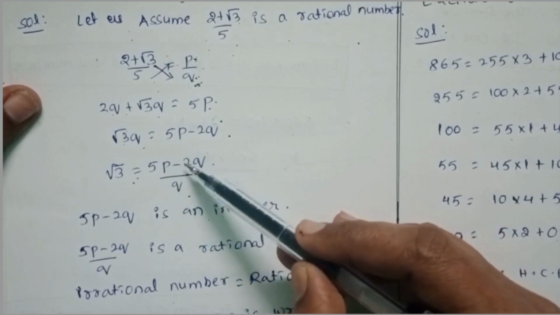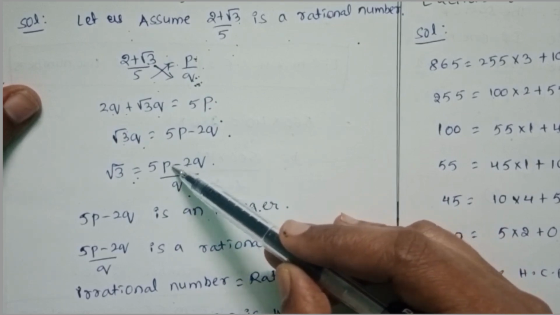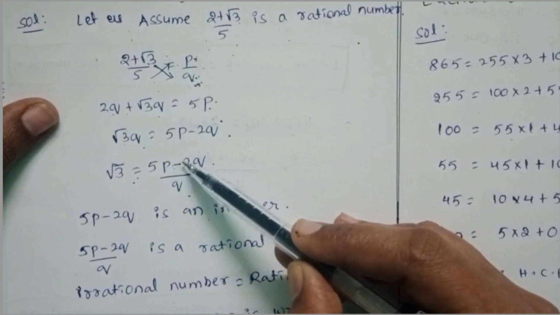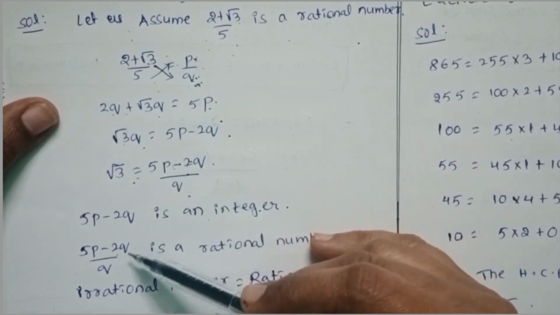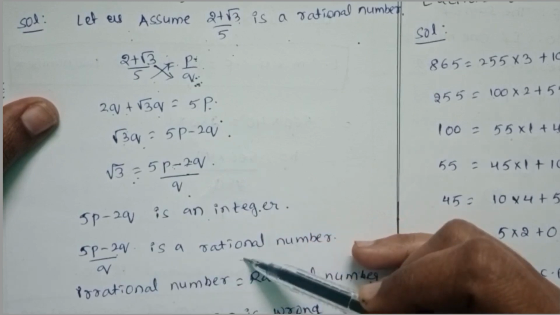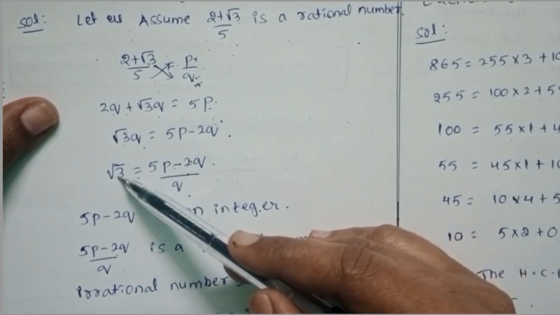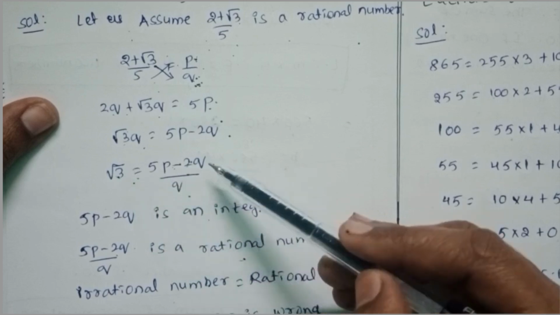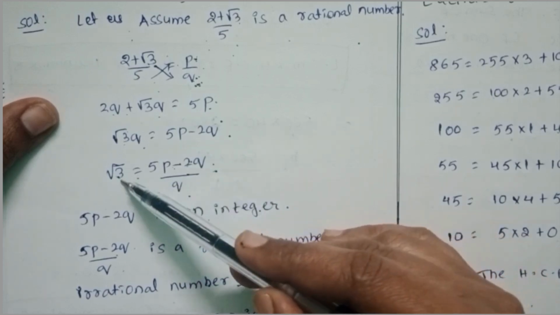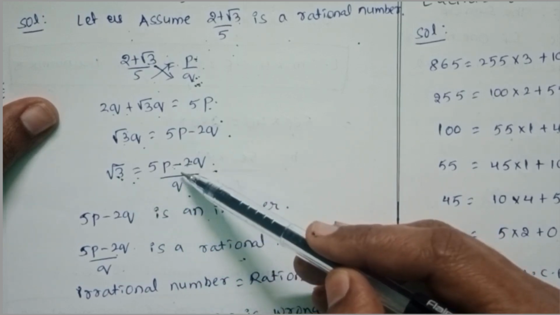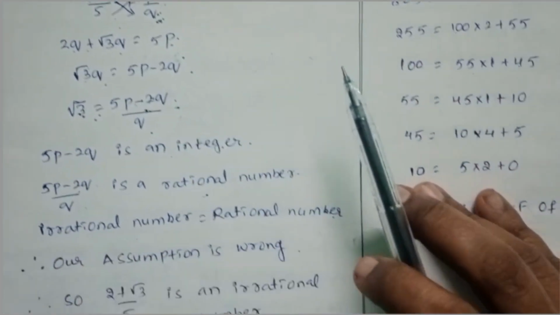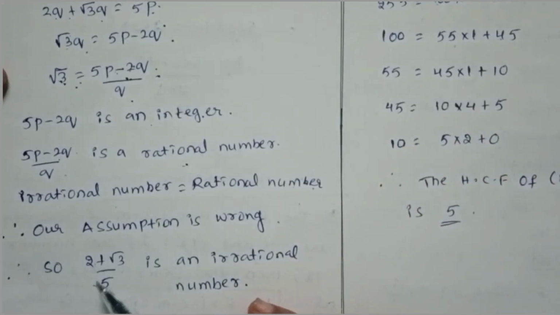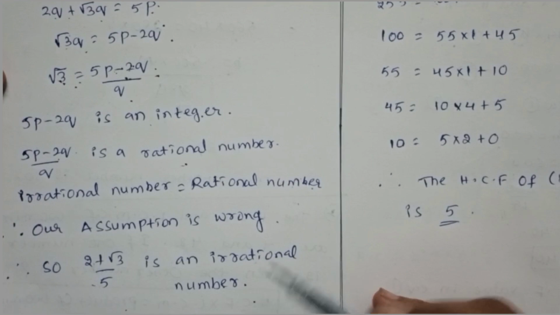Means it will take only integer values. And (5p - 2q)/q is a rational number. Here, root 3 is an irrational number, and this is a rational number. An irrational number cannot equal a rational number, so our assumption is wrong. So (2 + root 3)/5 is an irrational number.